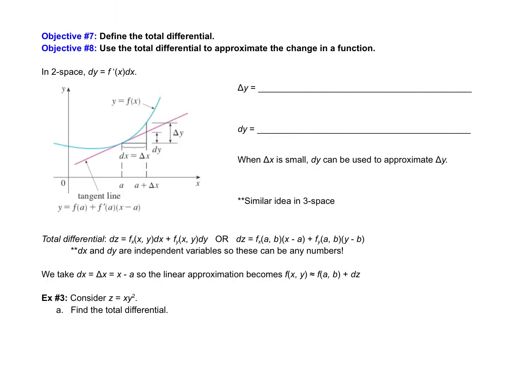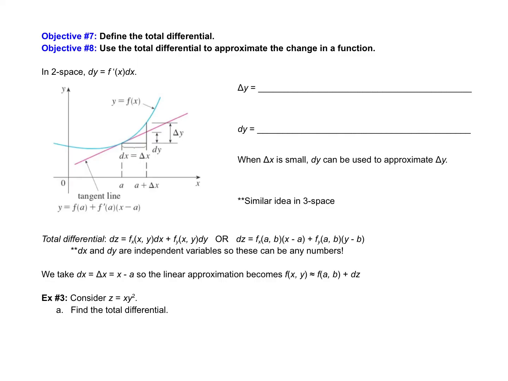differential. So the last idea of this set of notes is the total differential. And so you can see the objectives at the top. We're going to talk about what is the total differential, and then we're going to use it to approximate a change. So we're going to start by looking out in 2 space. So we know in 2 space, dy is equal to f prime times dx. And so we have this figure right here that we're going to take a look at.